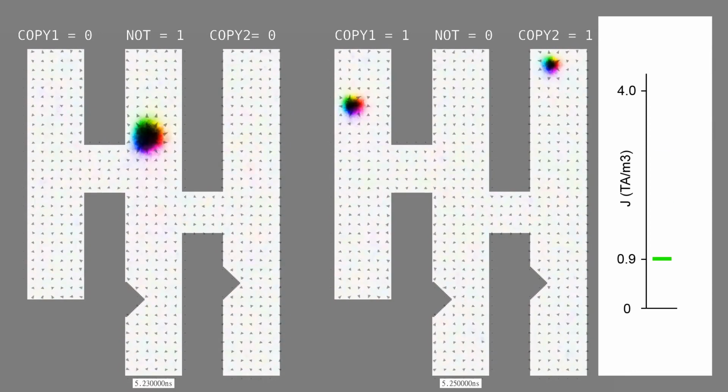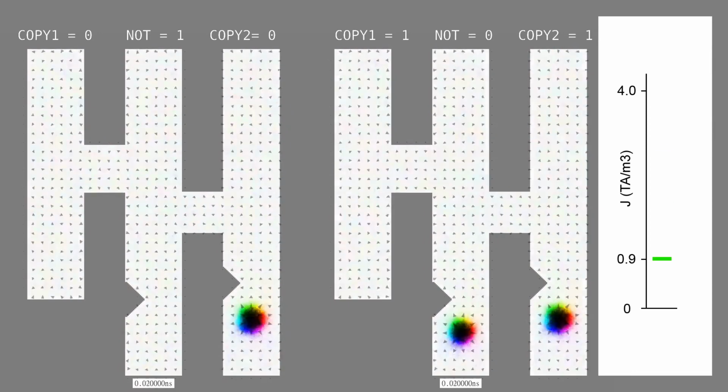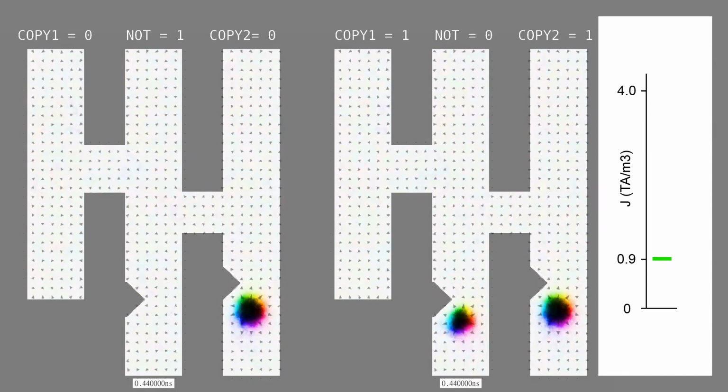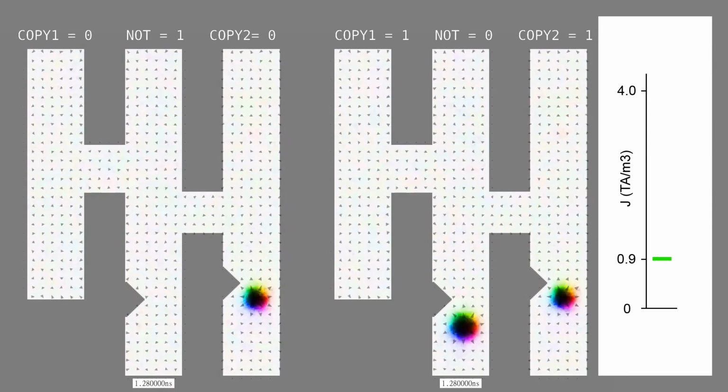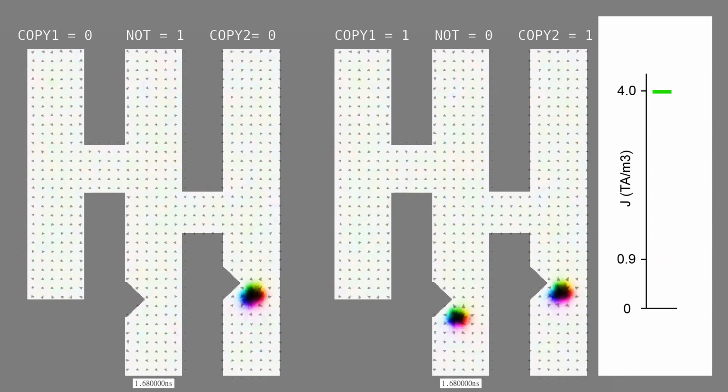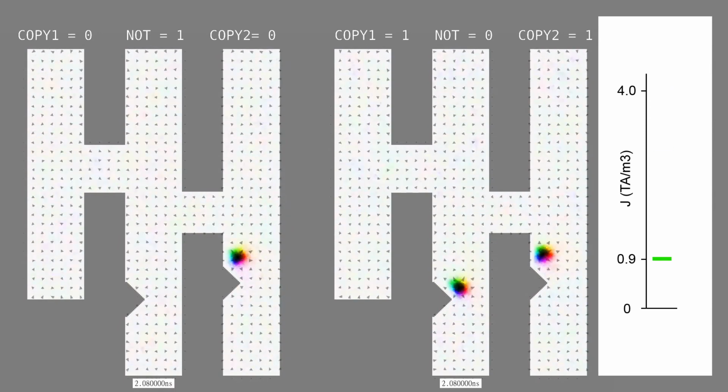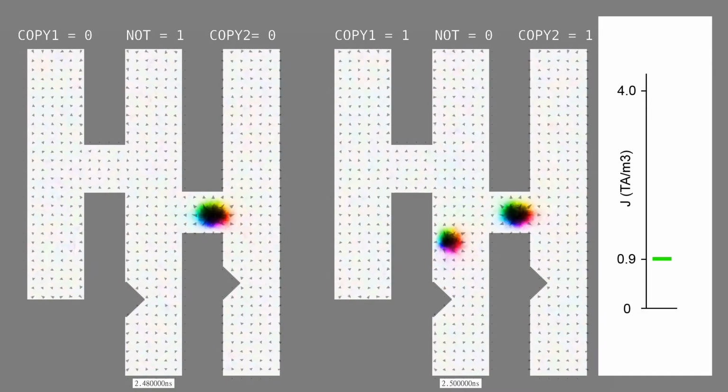So in the input 0 case, this control skyrmion moves into the central channel to create the output 1. And in the input 1 case, the control skyrmion is repulsed at the first crossing and remains at the right channel, while the data skyrmion moves into the left. This is the copy part of the gate, and in standard computing, this is normally known as a fan-out function, which is important for signal duplication and distribution.